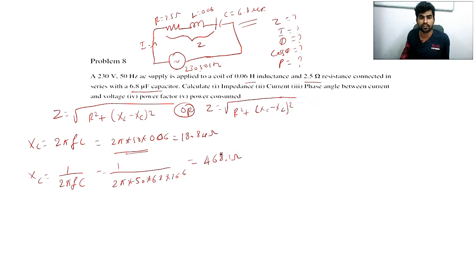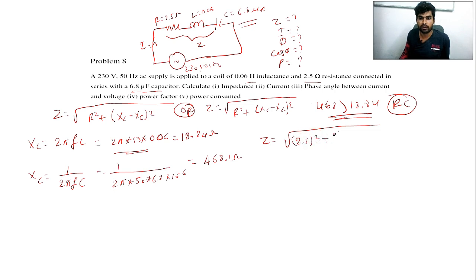Z is equal to, see here, 468. This one is greater than 18.84, right? So 468 is greater than 18.84. So Z is equal to root of R square, 2.5 square, plus XC 468 minus 18.84 whole square. Finally, you solve by using the calculator, you will get 449.5 ohm.